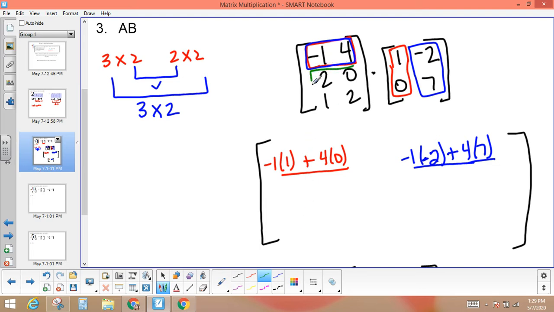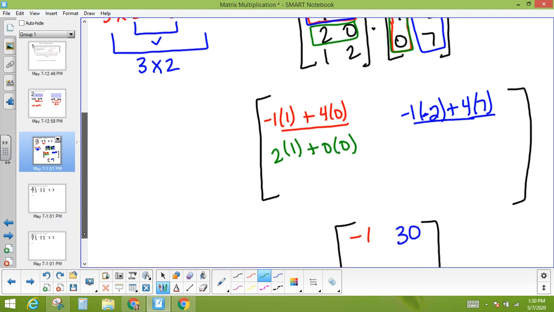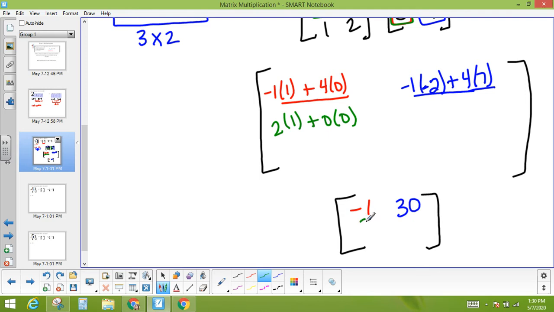All right, so row 2, column 1. I'm going to try to keep up with this color coding. Again, it's going to get a little crazy looking. Okay, so we're in row 2, column 1. So we do row 2 times column 1. So 2 times 1 plus 0 times 0. So that gives me just 2 to go in this spot.